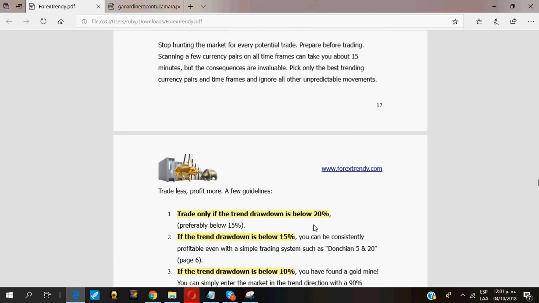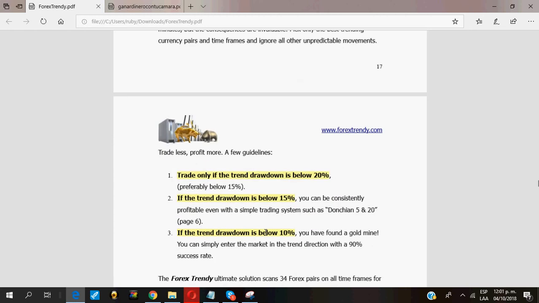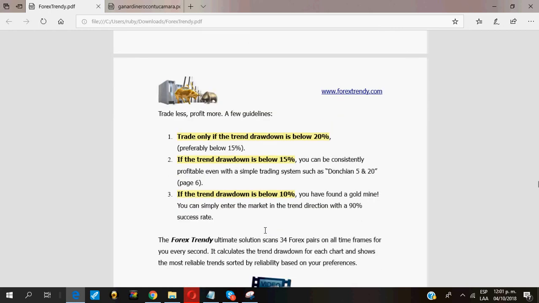Here are the guidelines. 1. Trade only if the trend drawdown is below 20%, preferably below 50%. If the trend drawdown is below 50%, you can be consistently profitable even with a simple trading system such as Donchian 5 and 20. If the trend drawdown is below 10%, you have found a gold mine. You can simply enter the market in the trend direction with a 90% success rate.